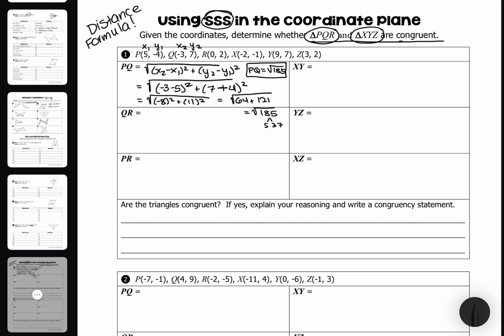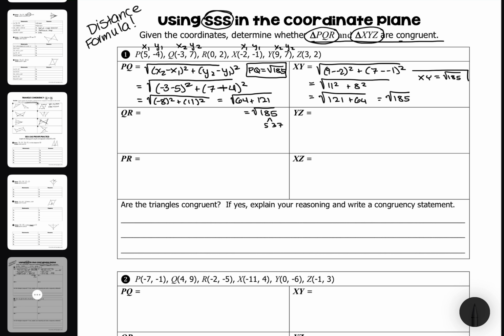What you want to do from here is you want to compare that to XY, plug everything in for XY. So I'll call that x1, y1, x2, y2, 9 minus negative 2 squared, plus 7 minus negative 1 squared. Am I going to get the same thing over here? So I have 11 squared plus 8 squared, square root of, it looks like we're getting the same thing, right? 121 plus 64, cool, that's giving us 185. So XY also equals the square root of 185. So it looks like we have one pair of congruent sides. Keep going with this. Also check this pair, also check this pair.